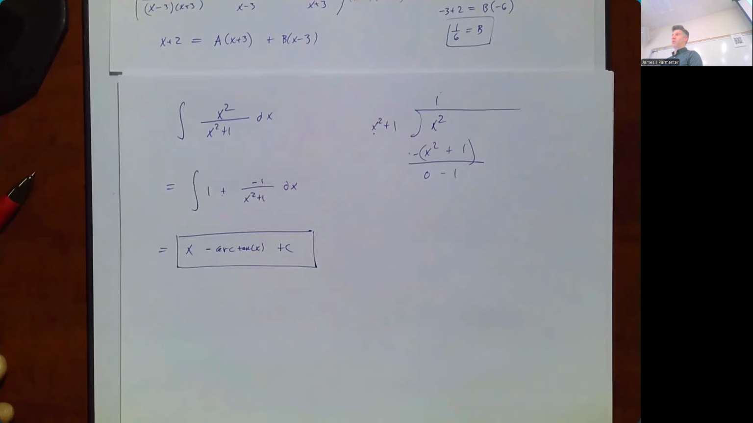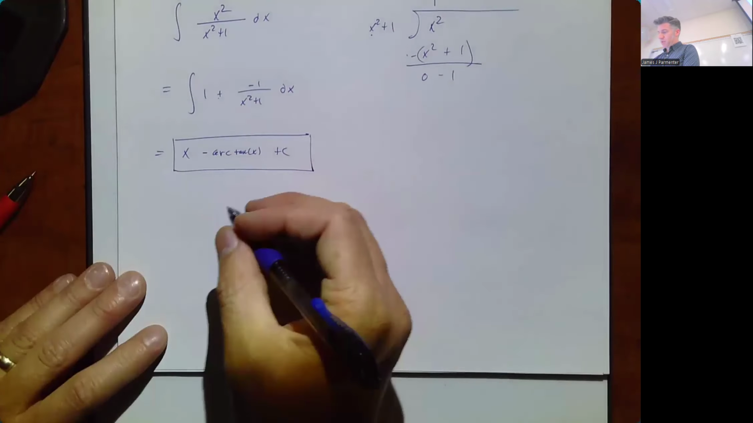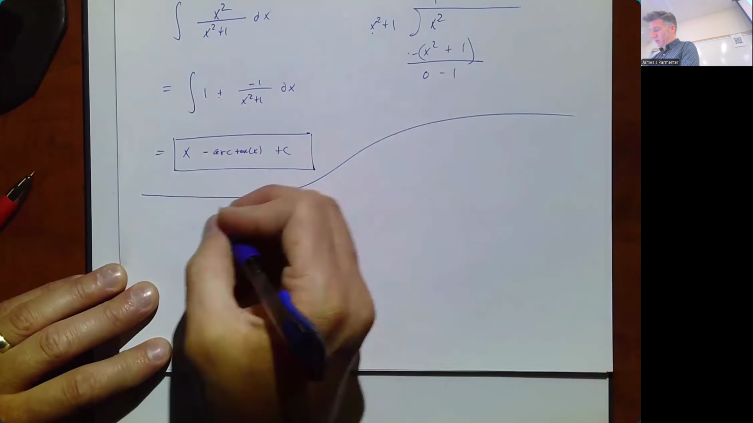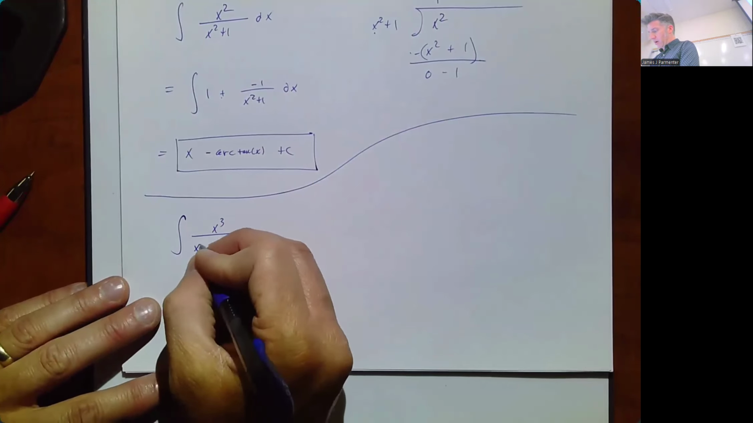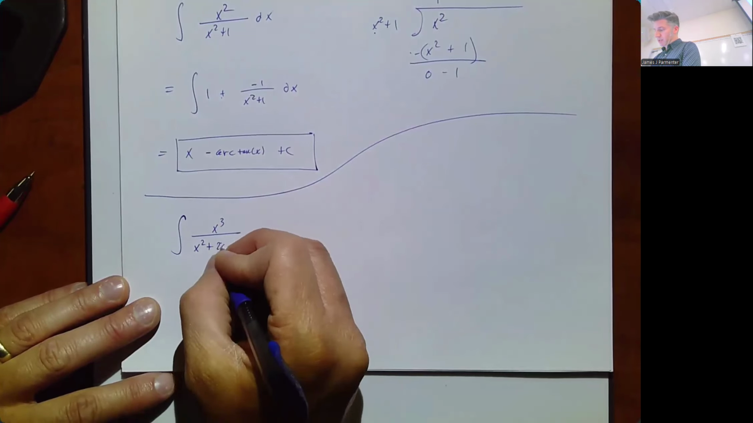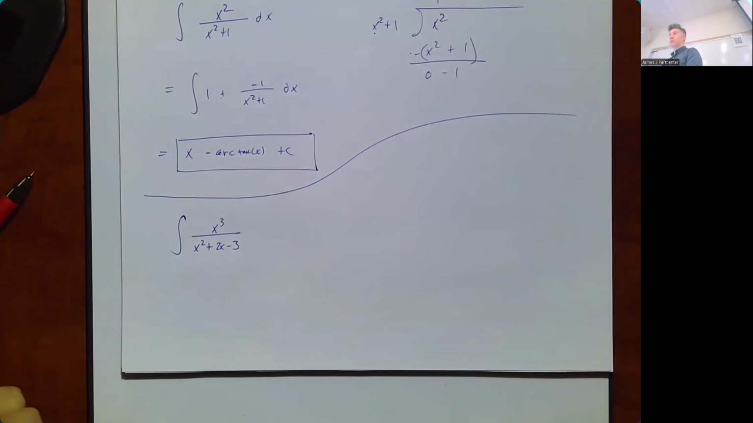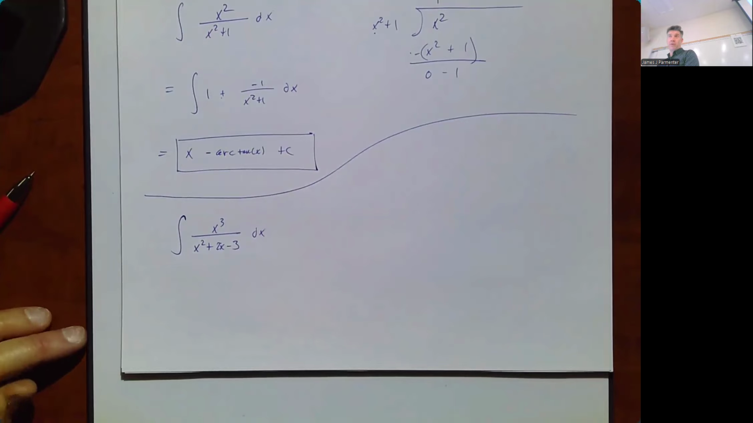But that actually speaks to a larger thing, which is that if you have something that's a rational function and the degree on top is greater than or equal to the degree on the bottom, typically doing polynomial division is the right first step. So if we were being assailed with the integral of, say, something like x cubed over x squared plus 2x minus 3, then before we could even think about partial fractions, we would need to do polynomial division.